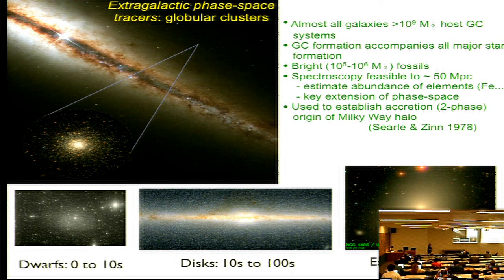Because they're bright fossils, we can do detailed spectroscopy of a significant sample of the globular clusters around any given galaxy, out to about 50 megaparsecs or so. And from those spectra, we can get not just the kinematics of the globular cluster system, but we can also get the chemical element abundances. And so with these traces, we can really start to say something interesting about the formation histories of the galaxies.